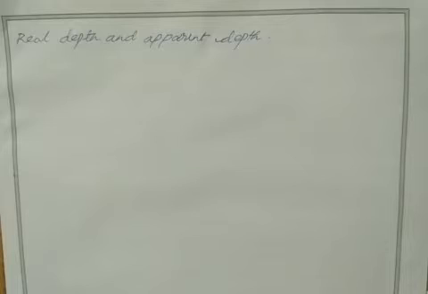In this chapter, we studied about refraction, bending of light rays when it passes from one medium to another medium. We have two kinds of medium, rarer medium and denser medium. Rarer medium is air, which has the refractive index of value 1, and when light passes through the air, its speed is 3 into 10 power 8 meter per second. So these two are constant values, you have to remember.